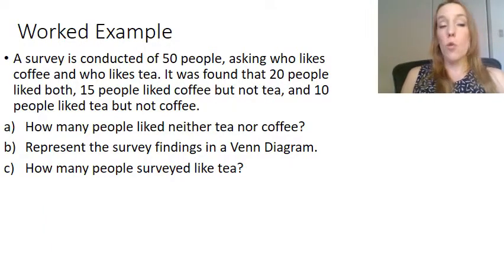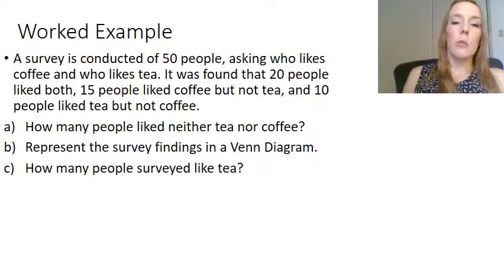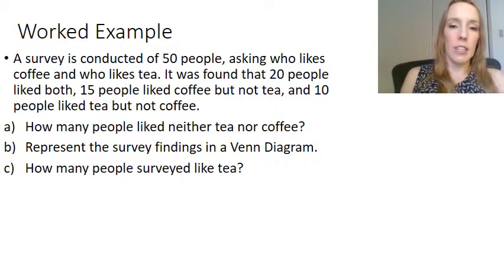Okay, let's do a worked example. A survey is conducted of 50 people asking who likes coffee and who likes tea. It's found that 20 people liked both, so they like tea and coffee. 15 people liked coffee but not tea. 10 people liked tea but not coffee. So how many people liked neither tea nor coffee?